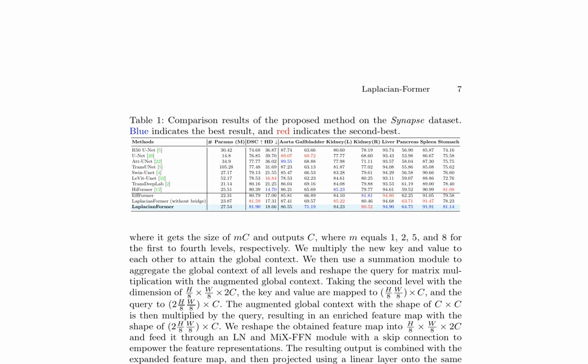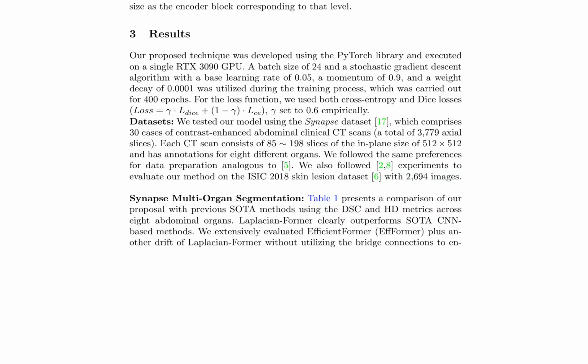Specifically, the method multiplies the new key and value to attain the global context, which is then aggregated using a summation module across all levels. The resulting feature map is enriched by matrix multiplication with the augmented global context, followed by a linear layer to project the output to the same size as the encoder block.